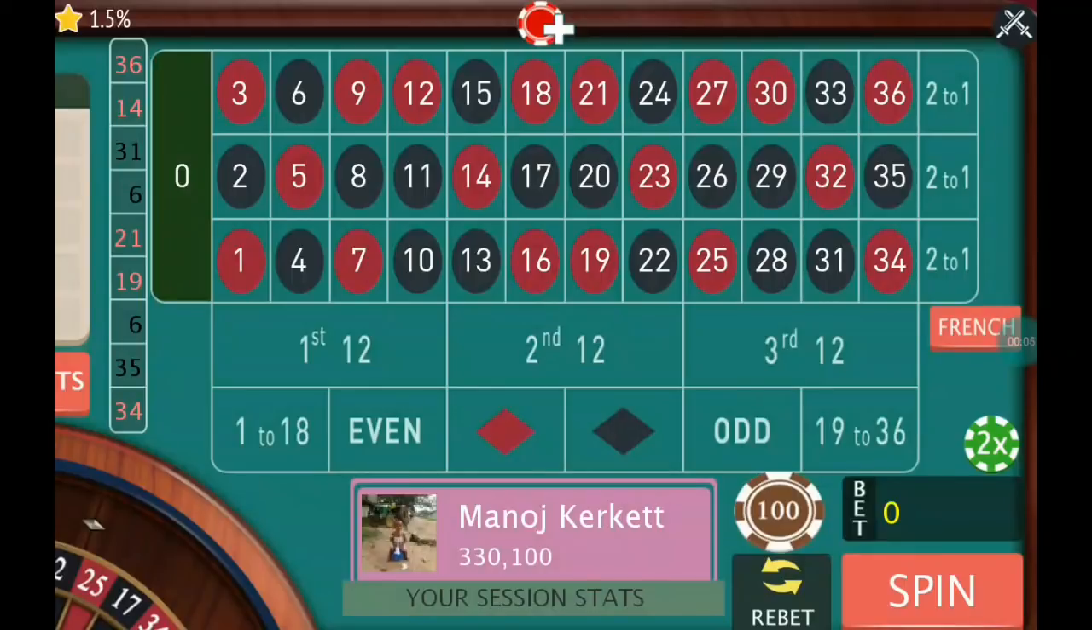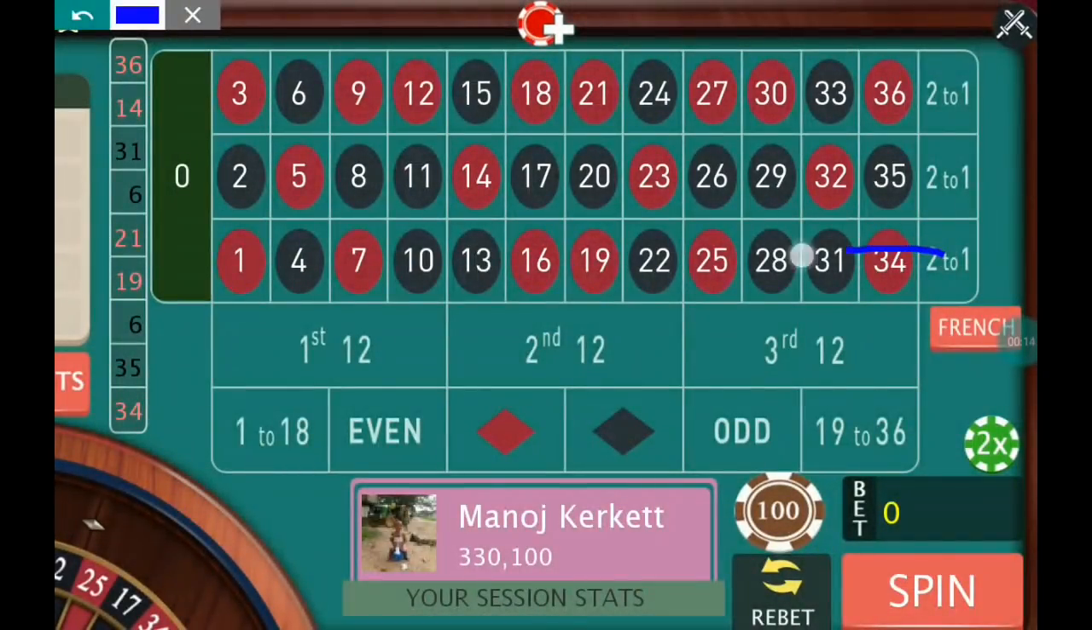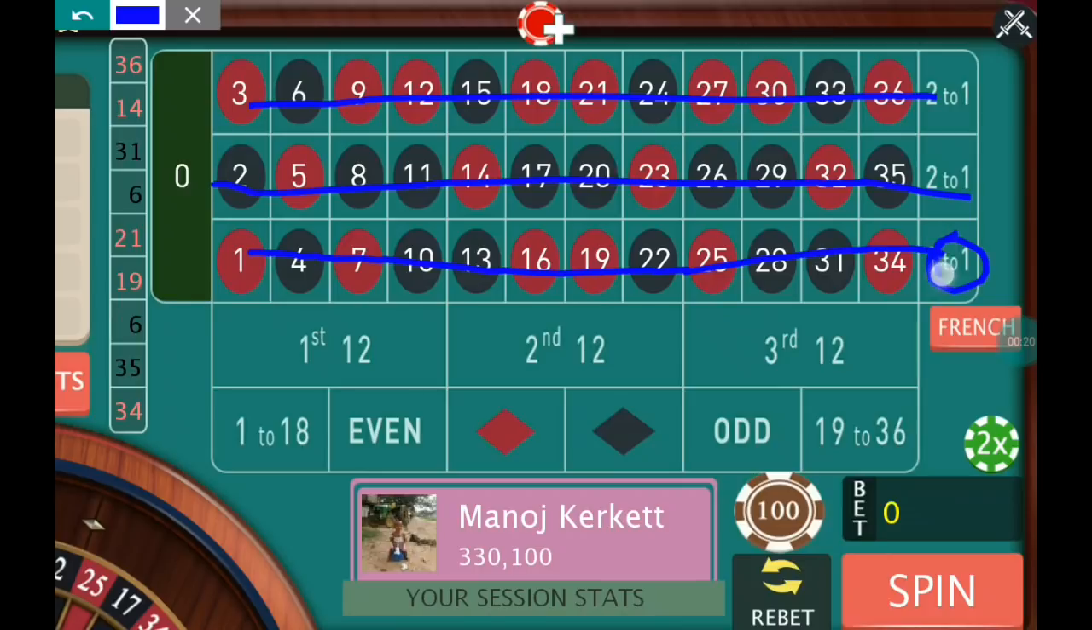Today we will discuss a new trick, the column bet trick. So what are the column bets? In a table, you can see there are three columns. This is one column, this is the second column, and this is the third column. So we need to put our bet in the column, either this one, or this one, or this one.